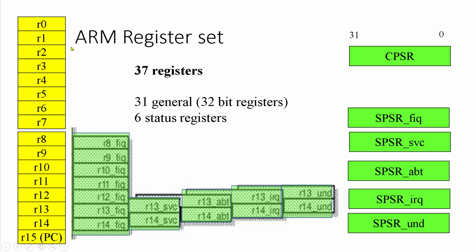Now as you can see here, all these are the registers available. This is register R0, this is register R1, likewise we have up to R15. So a total of 16 registers are here. All these are general purpose registers.